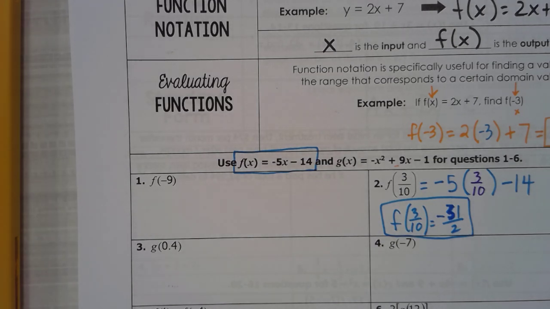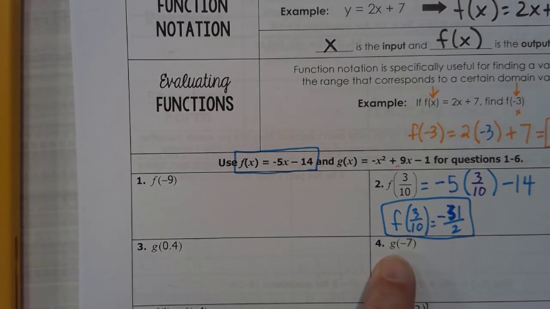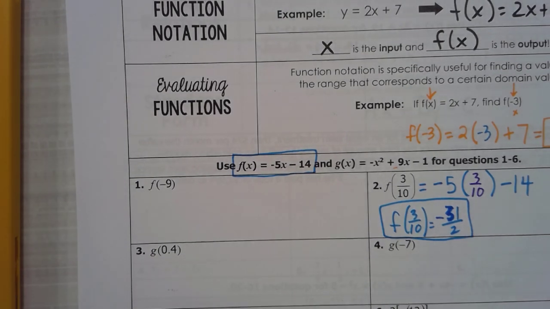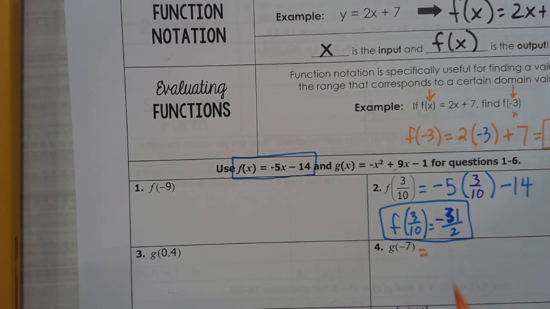Okay, so we use g of x, right? Yep. So whatever letter is in the front, that's going to be what you're going to use. Okay. Number 4. Do number 4.